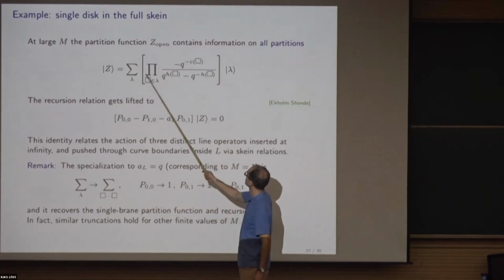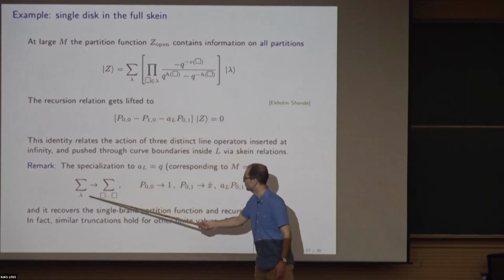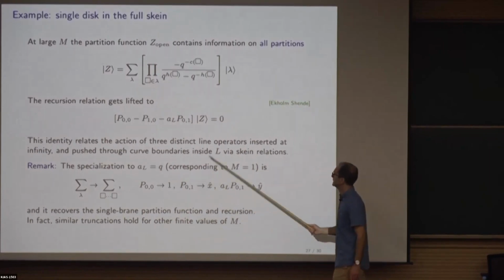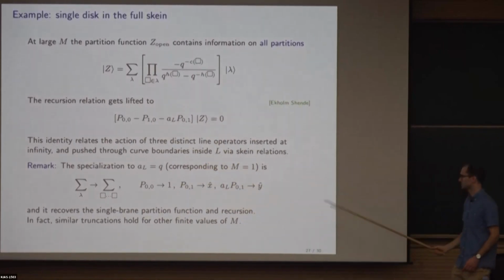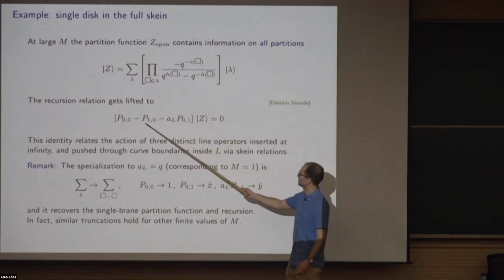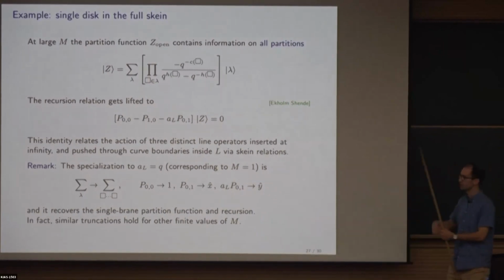So what happens is that the sum over all partitions collapses to a sum over symmetric partitions, and then this operator collapses to 1 minus x minus y. But in fact, this is much more powerful because you can do truncations for any finite value of m, and you can compute recursion relations in U(2) Chern-Simons, U(3), and so on, not just in the abelian one. So this holds for any value of m.